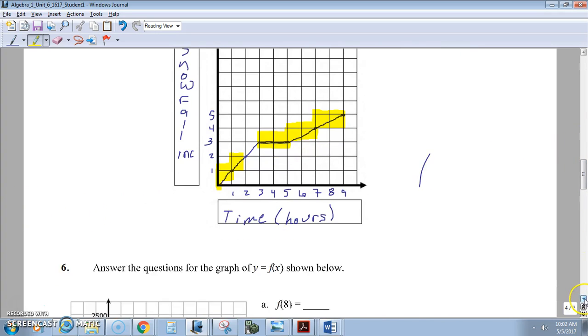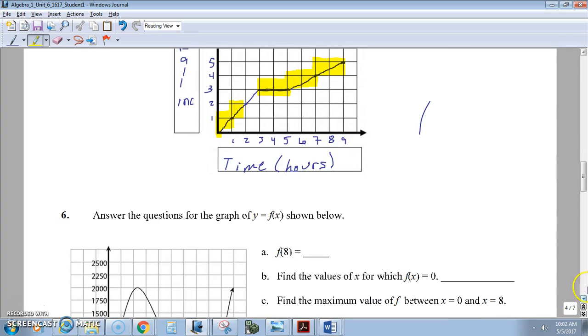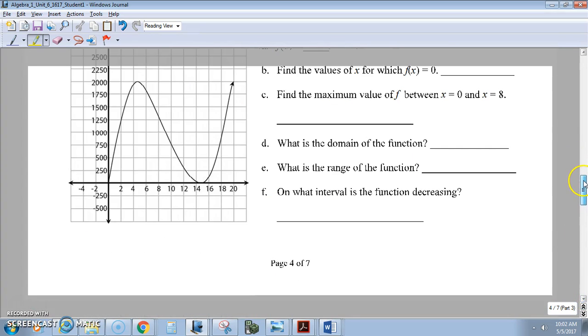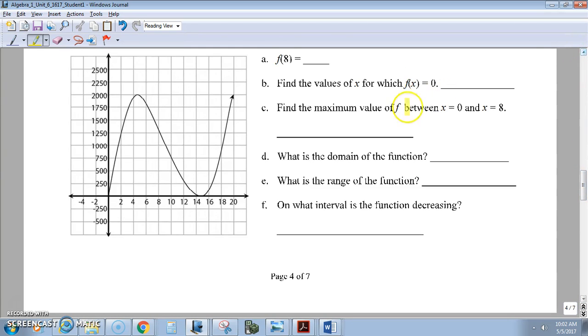Okay. I'm going to do number 6 on the next video. So take a look at which ones you got right and which ones you didn't get right, and start the next video if you need to.